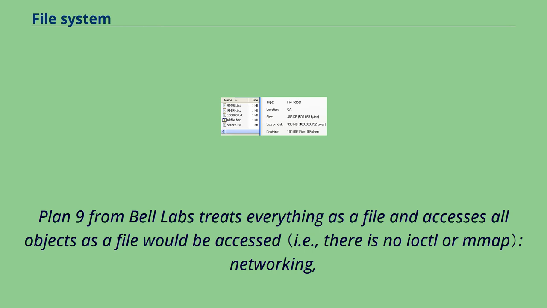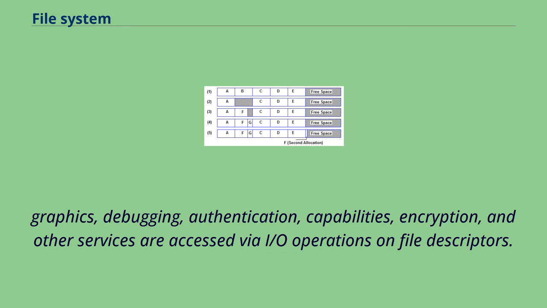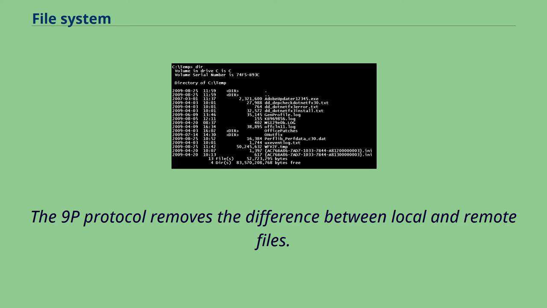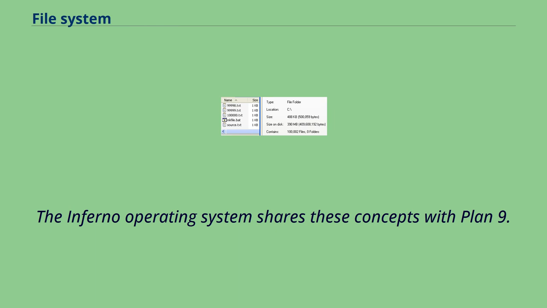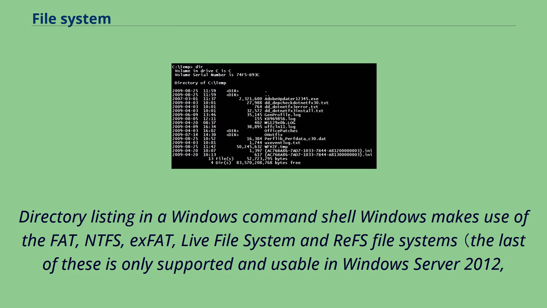Plan 9 from Bell Labs treats everything as a file and accesses all objects as a file would be accessed: networking, graphics, debugging, authentication, capabilities, encryption, and other services are accessed via I/O operations on file descriptors. The 9P protocol removes the difference between local and remote files. File systems in Plan 9 are organized with the help of private, per-process namespaces, allowing each process to have a different view of the many file systems that provide resources in a distributed system. The Inferno operating system shares these concepts with Plan 9.